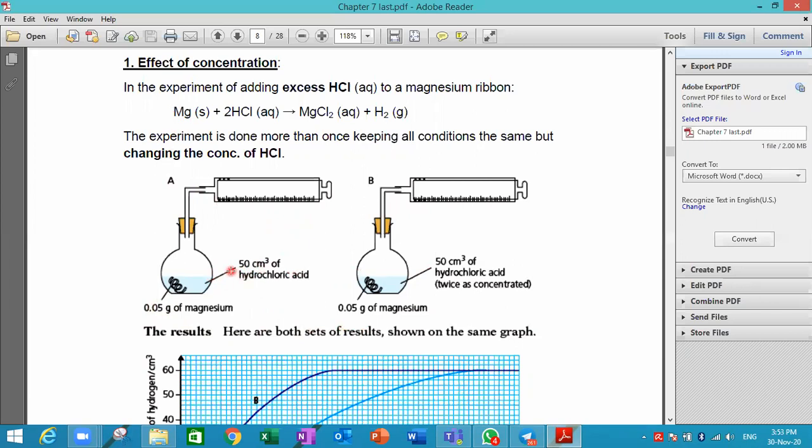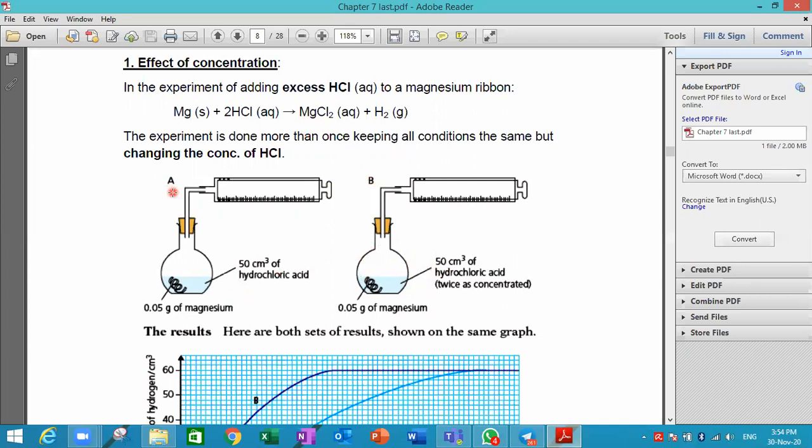So here, if I take 50 centimeter cube of hydrochloric acid with a certain concentration, let it be, for example, 0.1 mole per decimeter cube. And in the other vessel, we are going to use the same mass of magnesium ribbon and the same volume of hydrochloric acid, but what is the difference here? It's twice as concentrated. Yes, excellent. The concentration in this second vessel, B, is more concentrated than in A.